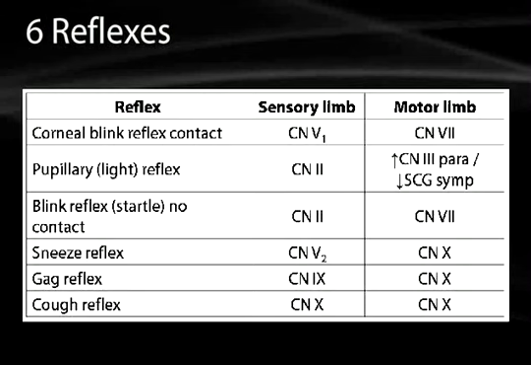The gag reflex is going to be oriented around the oropharynx, and that's going to be innervated by cranial nerve 9, with the motor response again being 10. And finally, the cough reflex, which is the laryngeal control, and that's going to be through cranial nerve 10 and also mediated motor-wise through cranial nerve 10.